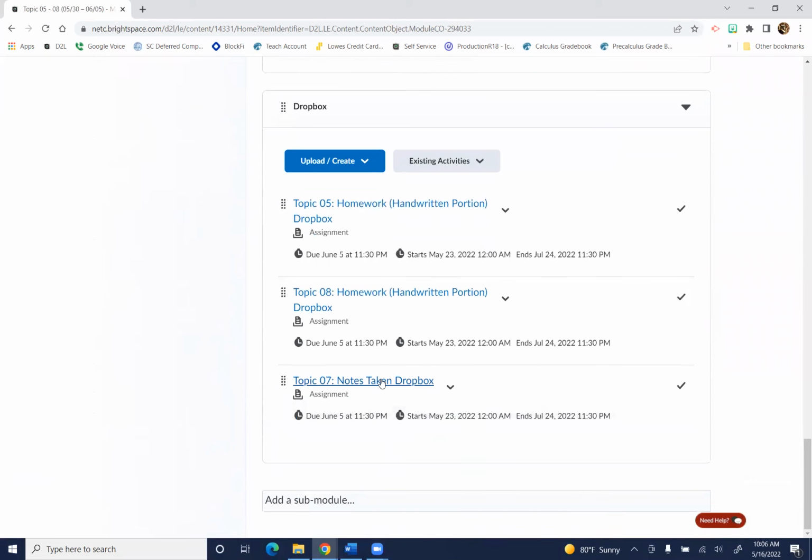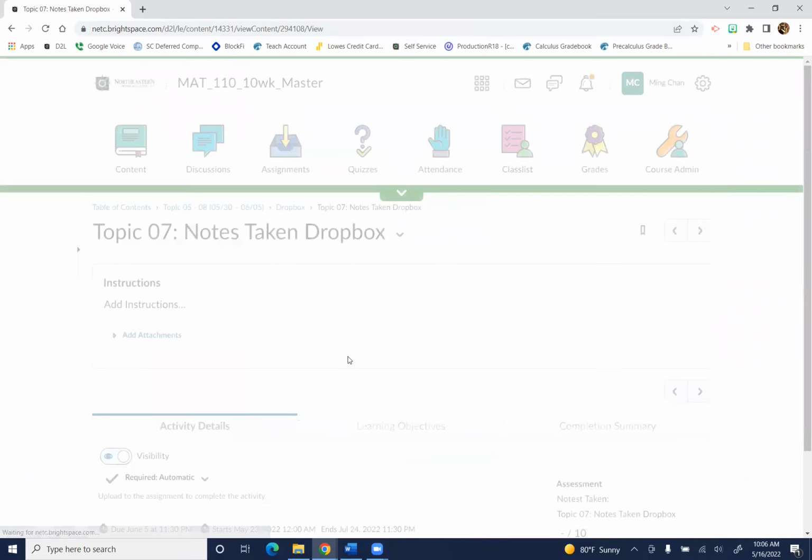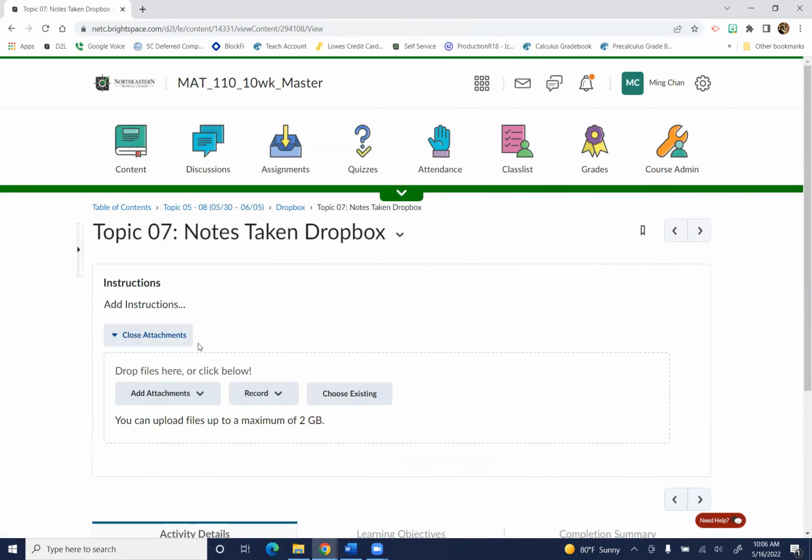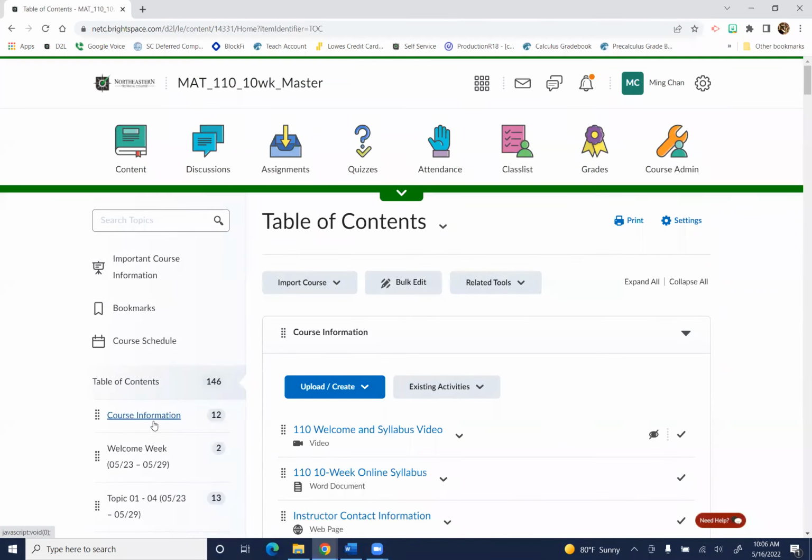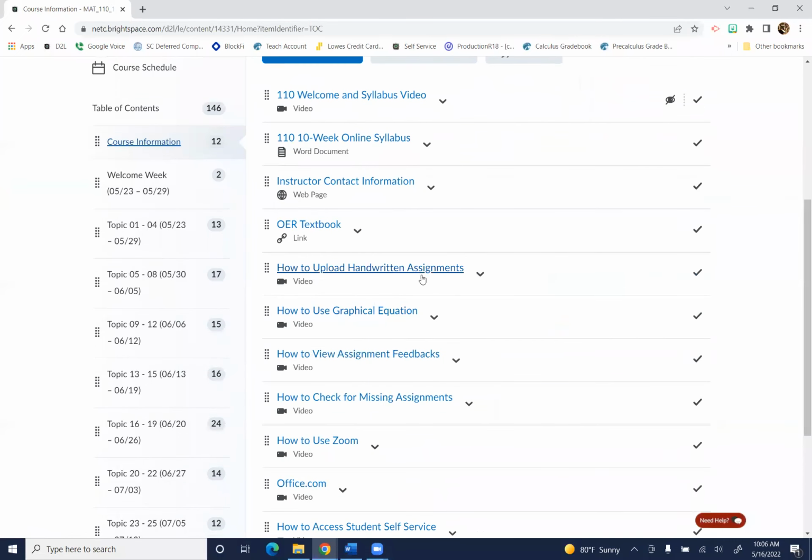If I click on one of the Dropboxes, it's basically telling you to add an attachment. So you're just adding your picture attachments into the Dropbox. That's basically what this how to upload handwritten assignment video is about. If you're not quite sure how to do that, please watch this video.